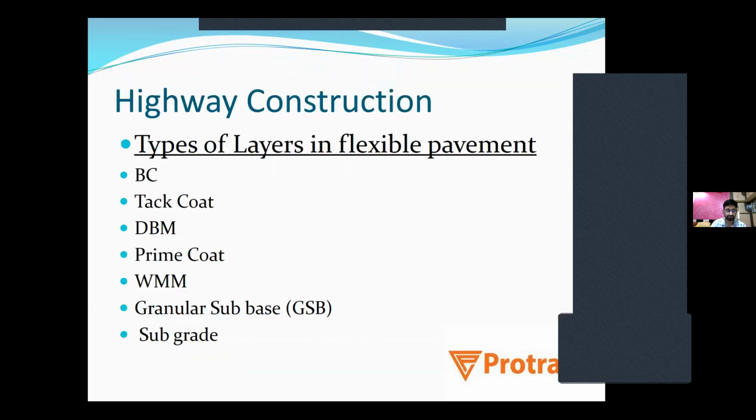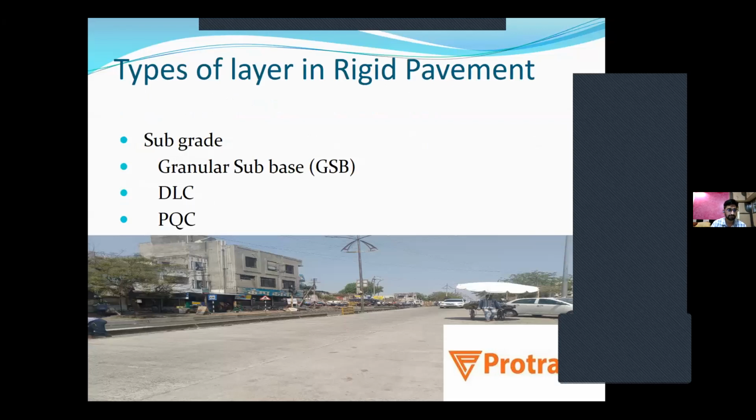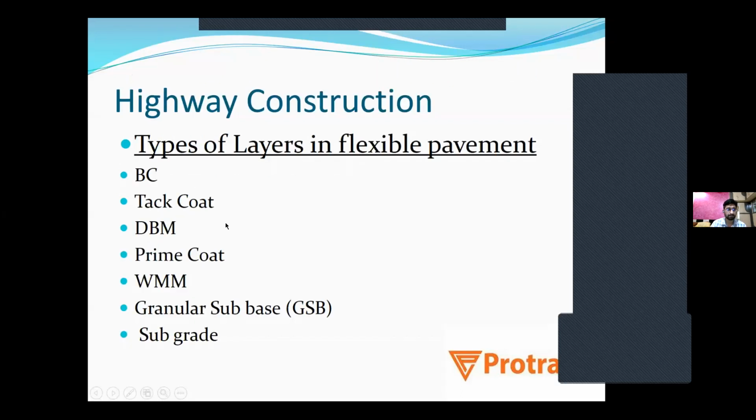If you look at flexible pavement, there are various layers. First, you can see wet mix, DBM, BC. These layers are cancelled in rigid pavement, and in place of these layers, dry lean concrete and pavement quality concrete layers are added. As you also know, there is granular subbase.